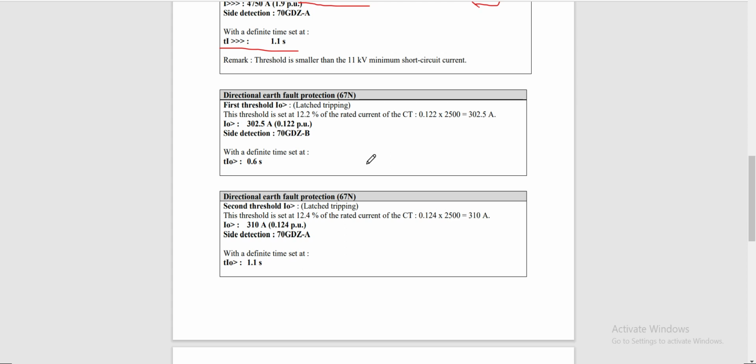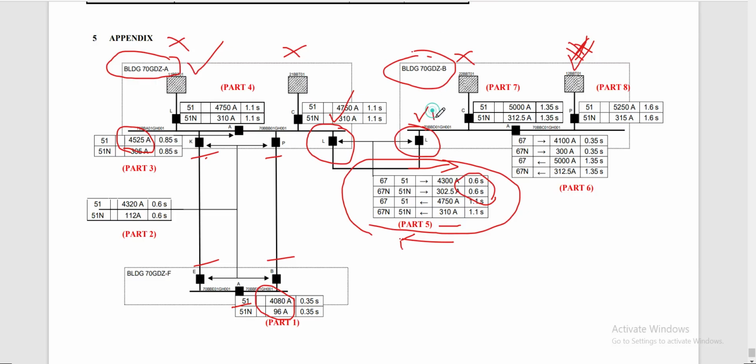Our first threshold will be 12.2% of the rated current of the CT. So we have 0.122 times the 2,500, which is 302.5. This is our first threshold earth fault protection pickup at 0.122 per unit, with a definite time set at 0.6 seconds. The pickup side detection is at this building B, at this side.